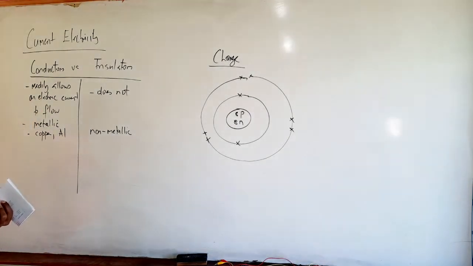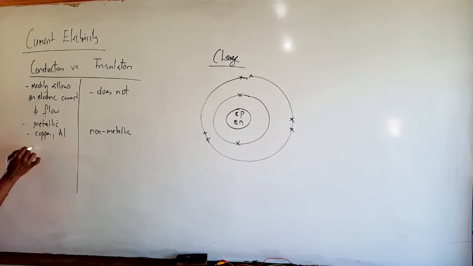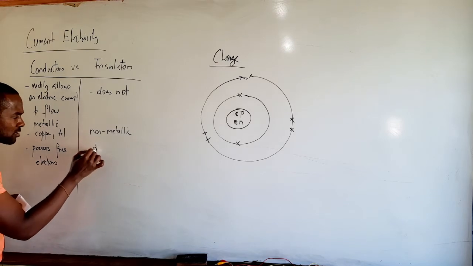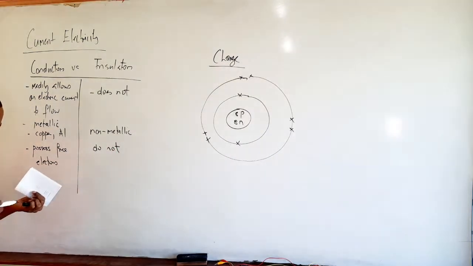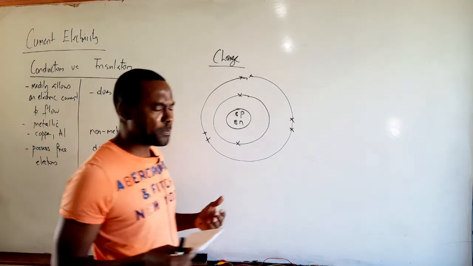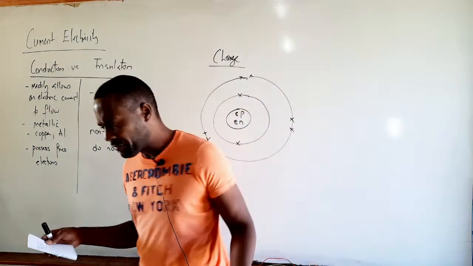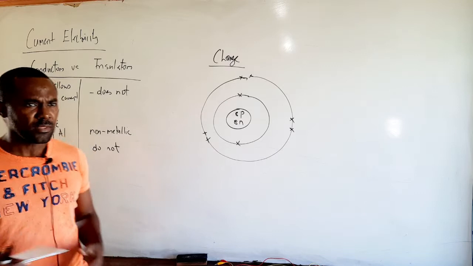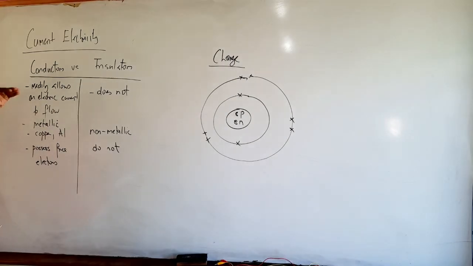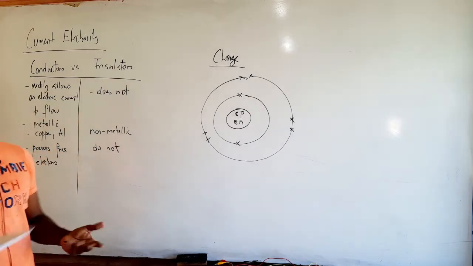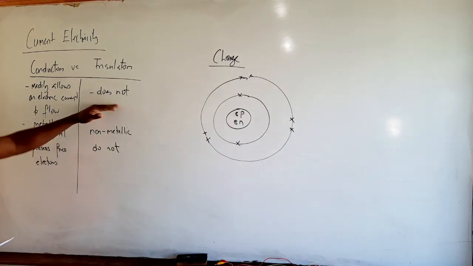Now, being metals, it also means that conductors will contain free electrons. So conductors will possess free electrons, whereas insulators do not possess free electrons. These are basically a few differences between conductors and insulators. Conductors will readily allow the passage of an electric current. In other words, they will readily allow charge to move through them, whereas insulators do not.